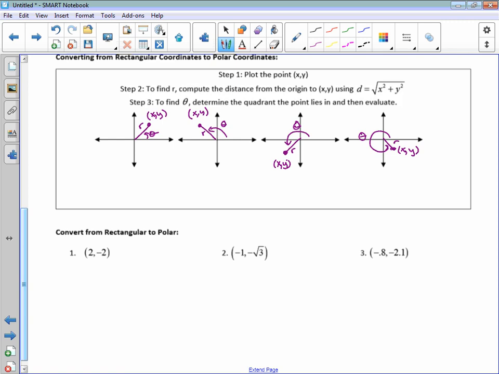A lot of times what you're going to want to do is find the reference angle. Do we remember anything about reference angle? Okay, it's always acute. It's from the x-axis. A lot of times you're going to find that reference angle and then use that to end up in the second, third, or fourth quadrant.